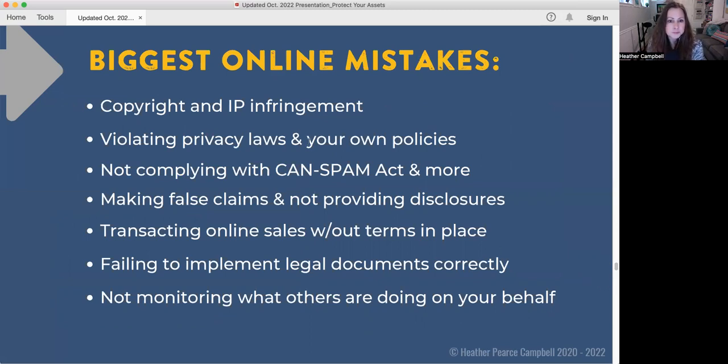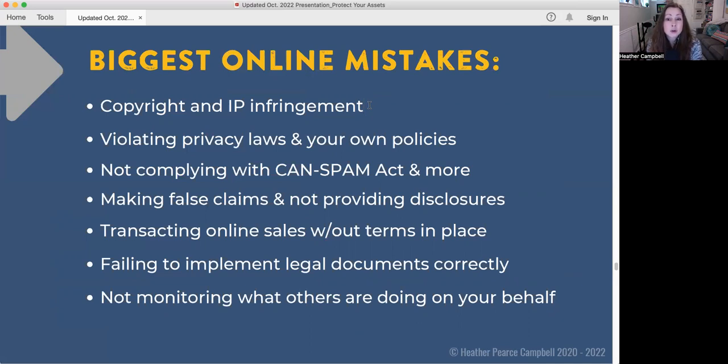The biggest online mistakes, right, that I see are copyright and IP infringement. Right? Often unintentional, sometimes intentional, right? Especially when we're defending against one. They can be intentional, but many, many times they are unintentional as well. Violating privacy laws and your own policies. I see this all the time. This is a significant risk for small businesses. Not complying with the CAN-SPAM Act, right? Or other marketing regulations. Marketing is a huge area and people get it wrong all the time, right? Back to the telephone sales rule or the TCPA, making false claims and not providing disclosures, right?